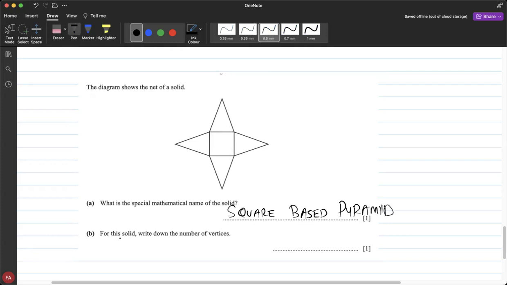Now, in a similar way, the next part of the question says, write down the number of vertices. All of you need to understand that this over here is a vertex. This over here is a vertex. This is also a vertex. This is also a vertex. This is not a vertex.